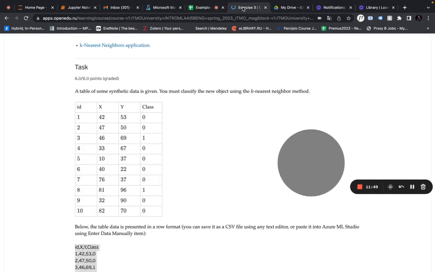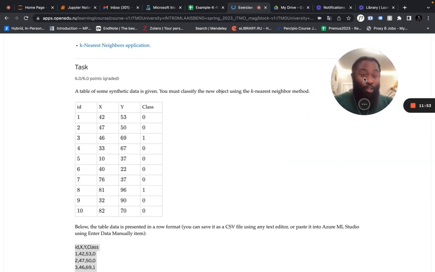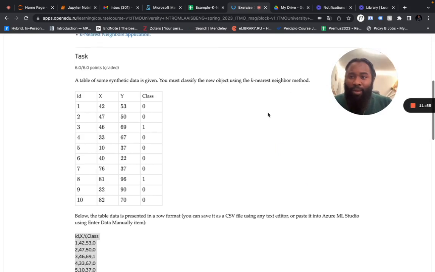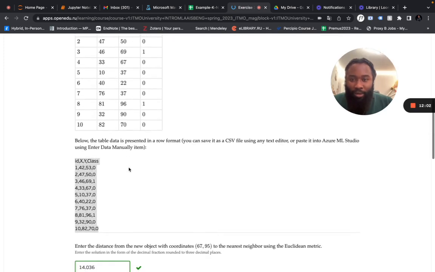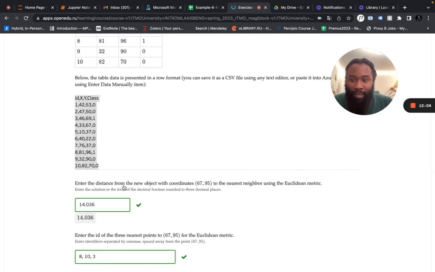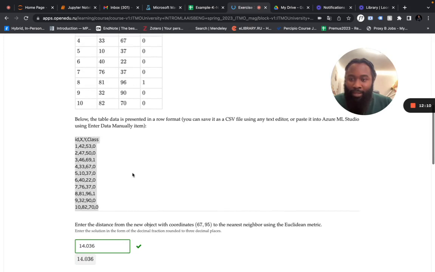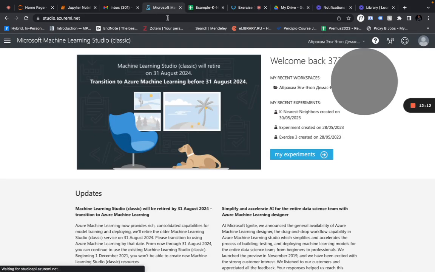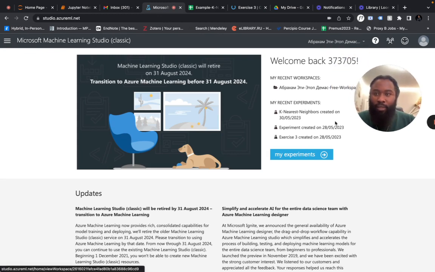Let's go to our example. We're going to do this example in Microsoft Azure. And we have this table set. It's a simple one, X, Y, and class. And we need to basically look out for the new object 67 and 95, which is X and Y. So let's go to Microsoft Azure. All right. And go to experiment.